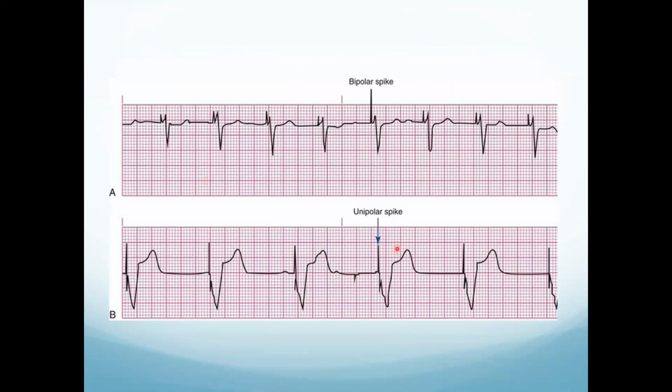And the spikes can have different appearances as well. So they can be small, like in this example here, if they've got a bipolar pacemaker setup, which is the majority of setups nowadays. Or they can be really tall, like in this example, with a unipolar spike. And so this is sometimes something you'll see with epicardial pacemakers.